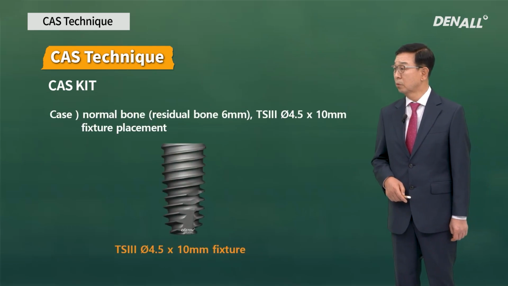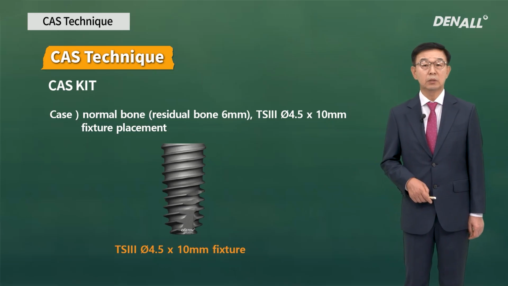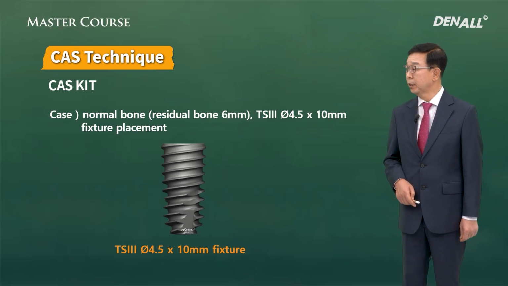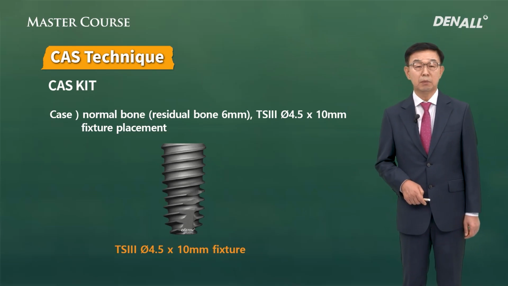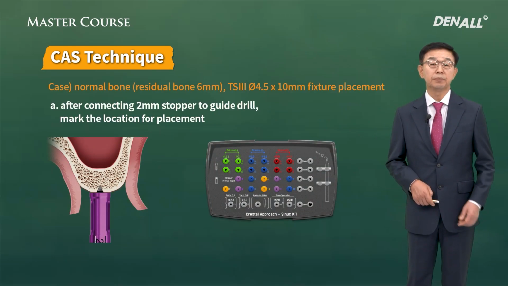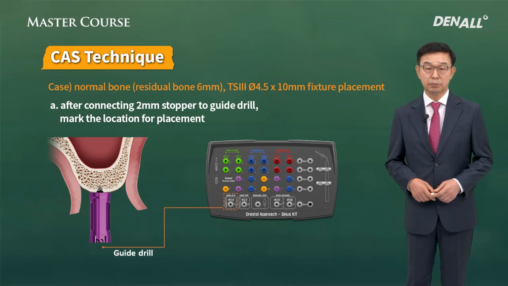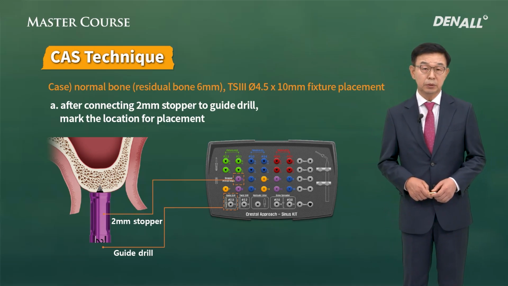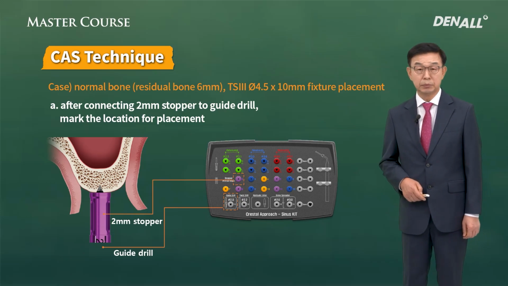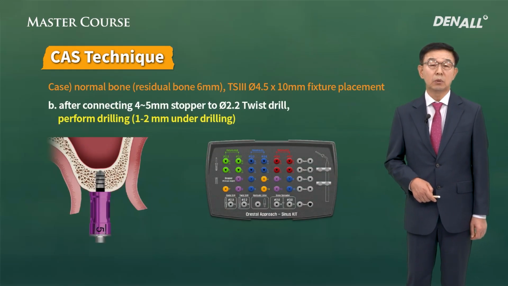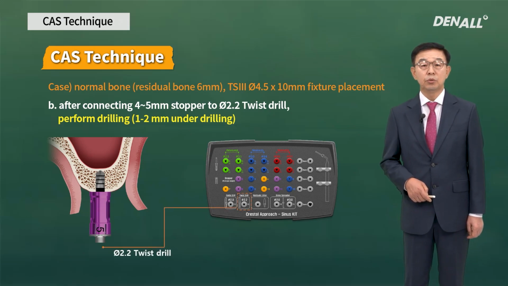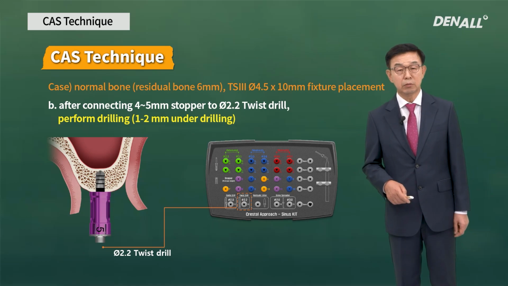For example, if the residual bone height is 6 mm and you want to place 4.25 by 10 mm implant, let me tell you how this is done. First, guide drill is used. 2 mm stopper is used frequently and guide drill is done. This is how to mark the implant placement position. Next, under drilling is done about 1 to 2 mm. 2.2 twisted drill is used.